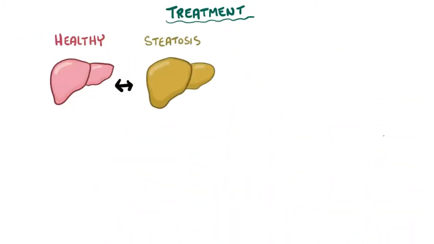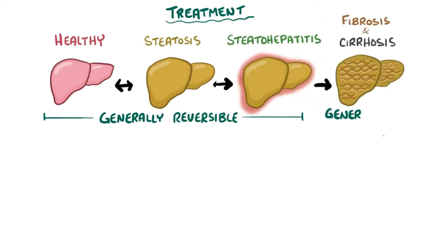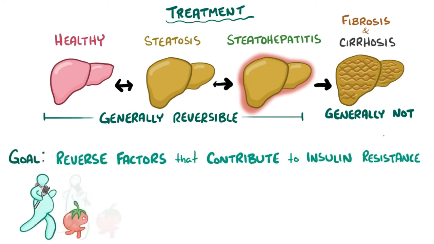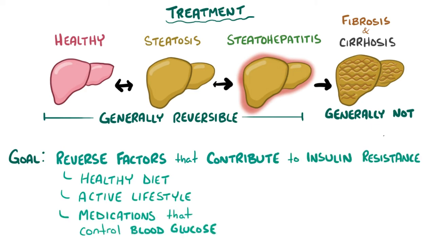Steatosis, and to a lesser degree, steatohepatitis, is generally reversible by addressing the underlying cause, although that's generally not the case once fibrosis and cirrhosis have set in. The goal is to reverse the factors that contribute to insulin resistance, mainly through a healthy diet and an active lifestyle, as well as medications to control blood glucose levels if needed.